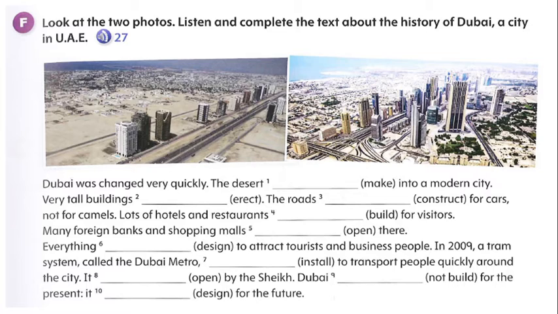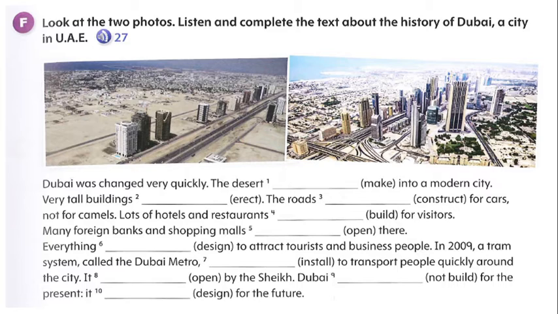In 2011, a tram system called the Dubai Metro was installed to transport people quickly around the city. It was opened by the Sheikh. Dubai wasn't built for the present. It was designed for the future.